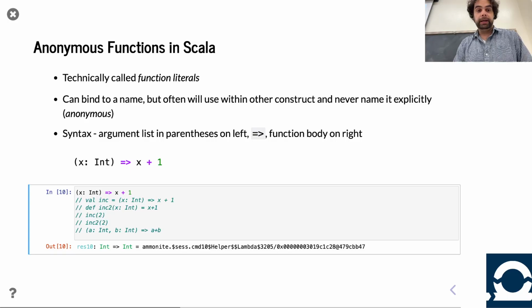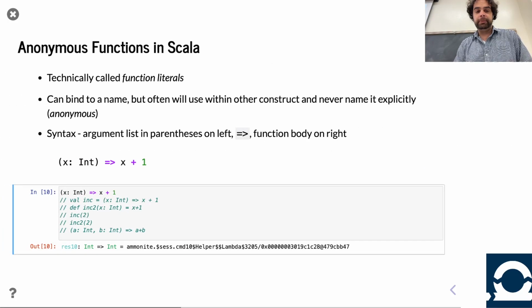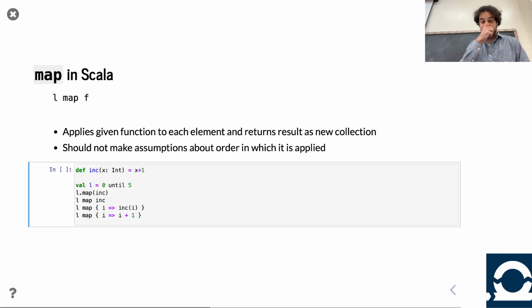Cool. Okay, so then let's play around with the map operator. Going back, remember, map applies the function to each element, and there's going to be an output collection. So how do we do map? Well, collection on the left, map, and then function on the right.